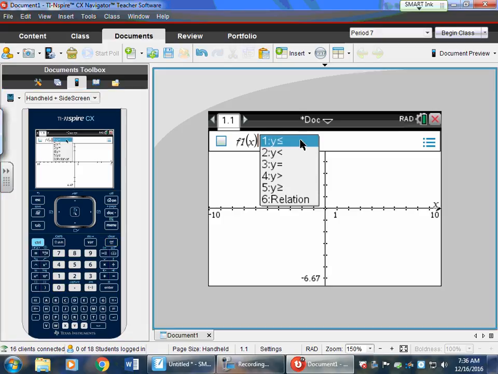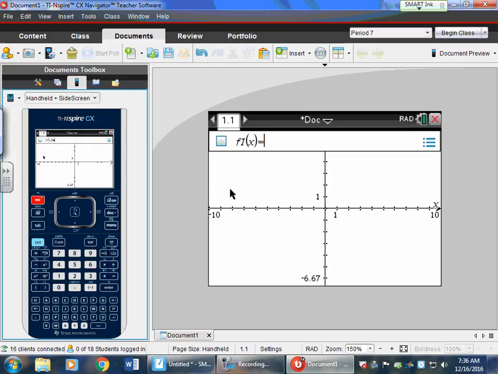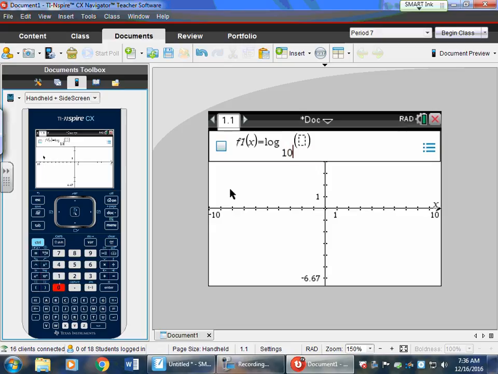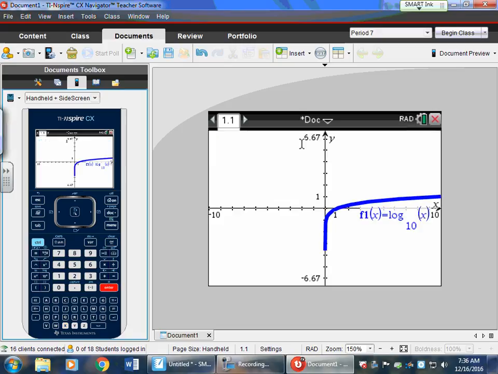I don't know what just happened. Let's try that again. Log base 10 of x, just like it shows in the problem. All right, so we're going to look at that and we're going to hit enter, and that's what it looks like. Now again, this doesn't help us an awful lot.